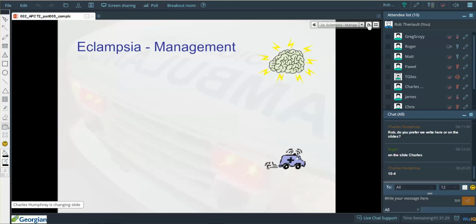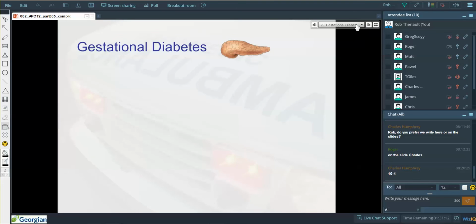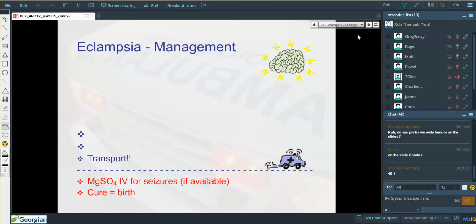So in terms of management for eclampsia, I think my text box is out of order. I think I was looking for answers from you guys: how would you manage a seizuring pregnant patient? And feel free to write on the Versed. Good. I was hoping you guys would write on the whiteboard, but that works for me.